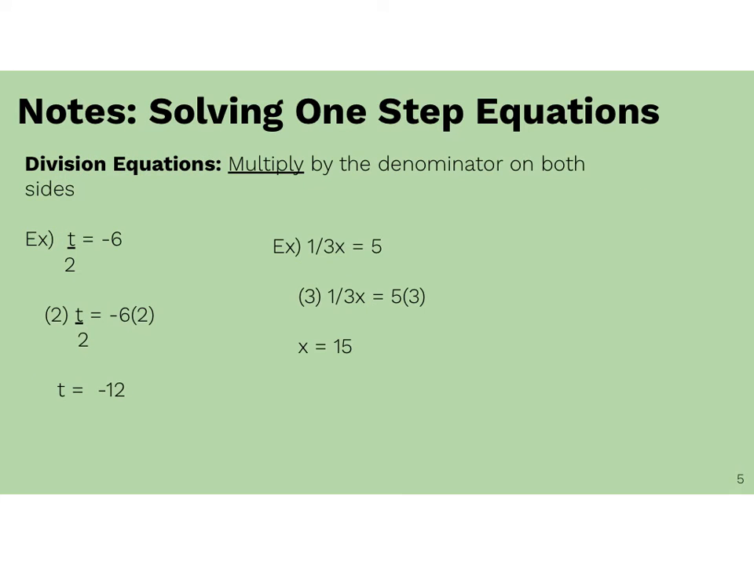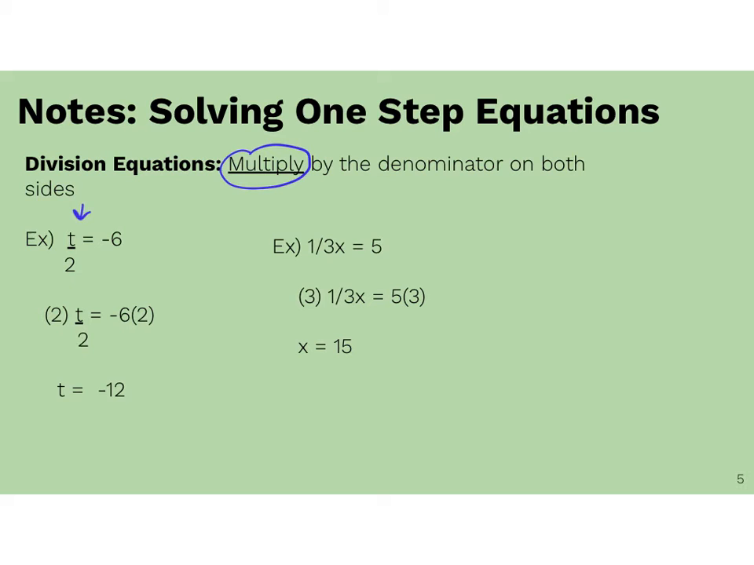The second type of equation is a division equation. So they give you a division problem. You solve it by doing the opposite, which is to multiply. So this problem says t divided by 2 equals negative 6. What's the opposite of divided by?